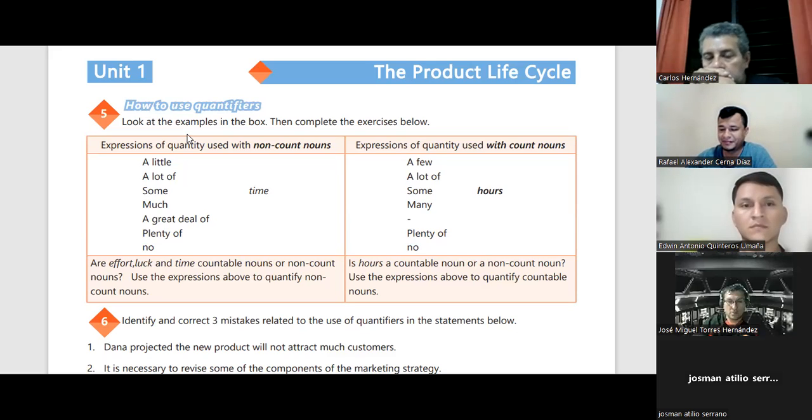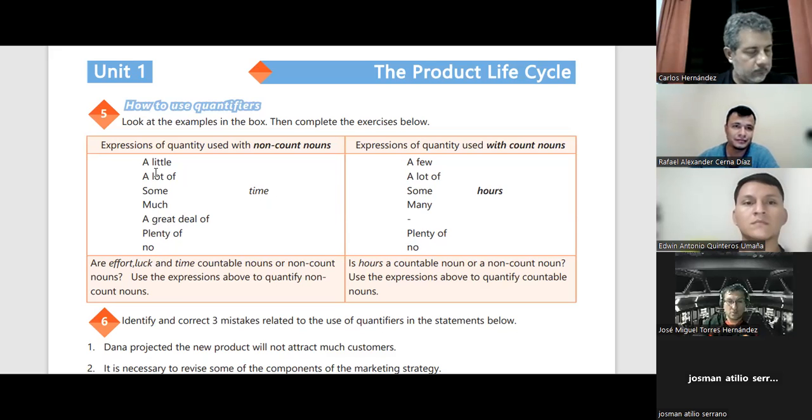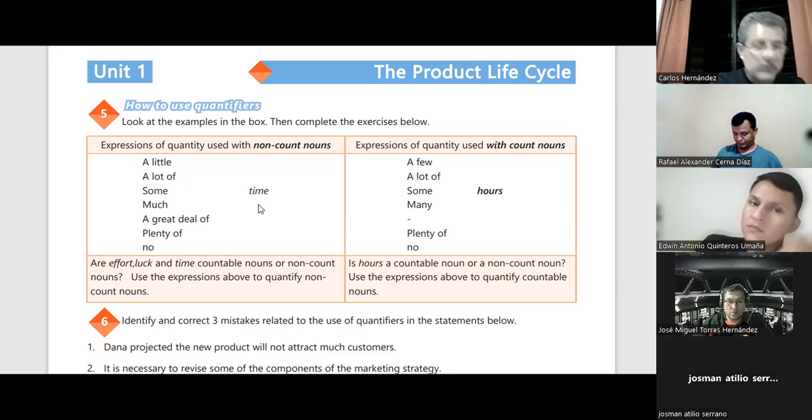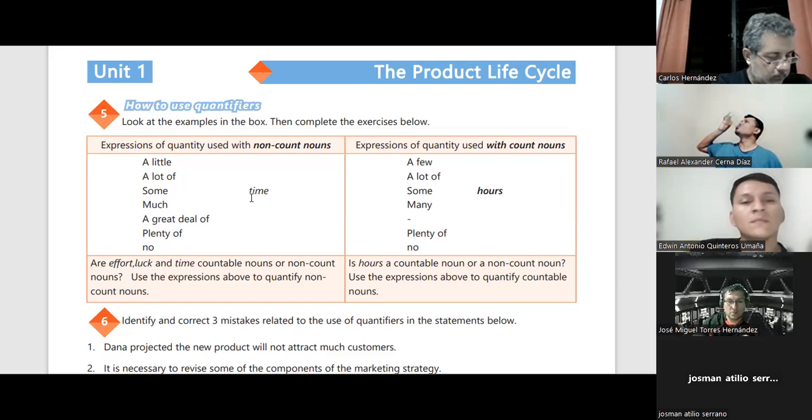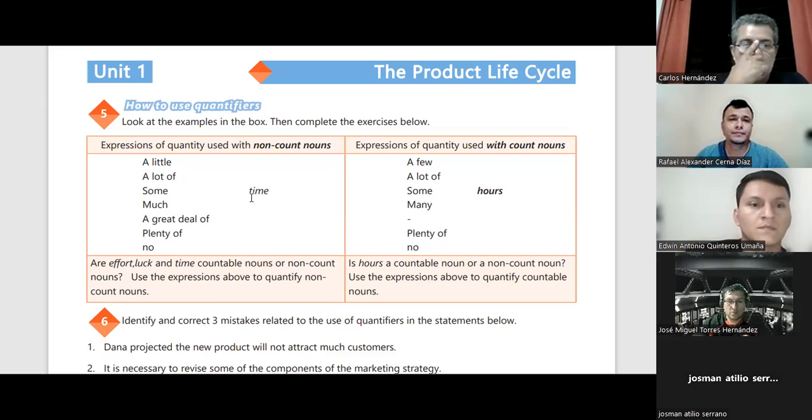No means nothing, okay? For example, a little time, non-count. A lot of time. Some time. Much time. A great deal of time. Plenty of time. No time. And each of these has a connotation. For example, when we say a little time, we are saying a small quantity, right? A lot of, we are saying more than enough, like an excess, all right? A lot of time.